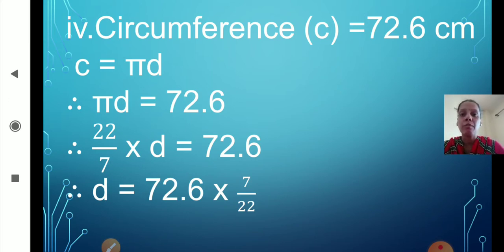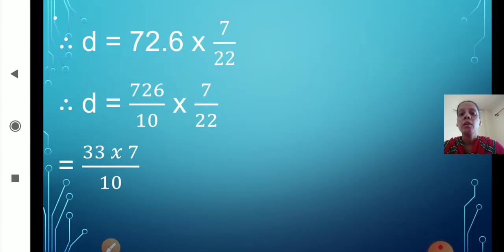72.6 is the circumference which is given in the question. Now d is equal to 72.6 multiplied by 7 upon 22. 22 upon 7, when it goes to the right hand side, becomes 7 upon 22. As you can see here, d is equal to 72.6 multiplied by 7 upon 22.